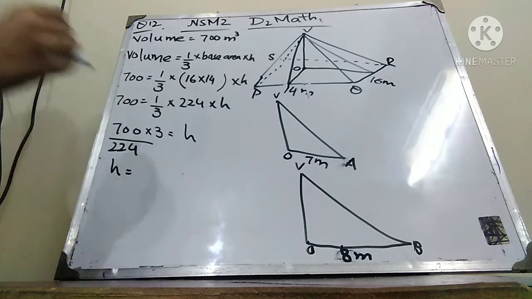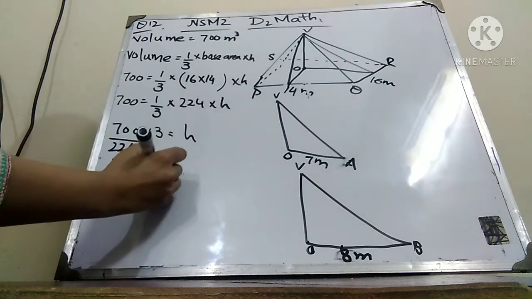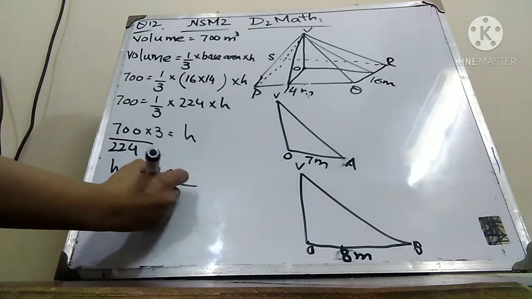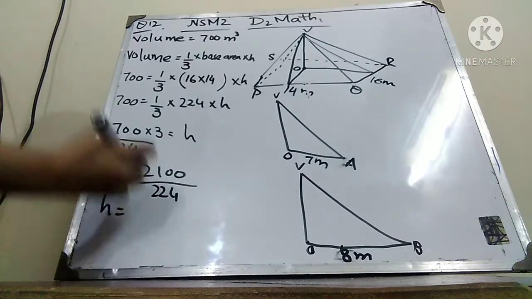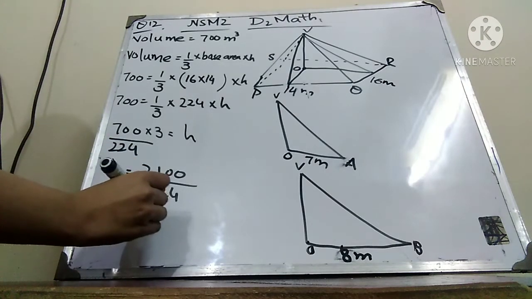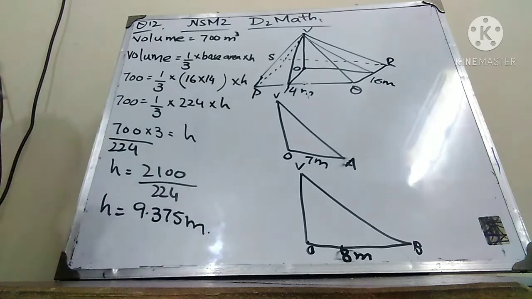So height will be equal to 700 multiplied by 3, 7 threes are 21, so 2100 over 224. Height will be equal to 2100 divided by 224, which is 9.375. So height is 9.375 meter. This is the height. Now we have found the height. Now let's come to part 2. This was part 1 in which we had to find the height. Now let's come to part 2 where we have to find the total surface area. So I'm going to erase this so that I can find it.